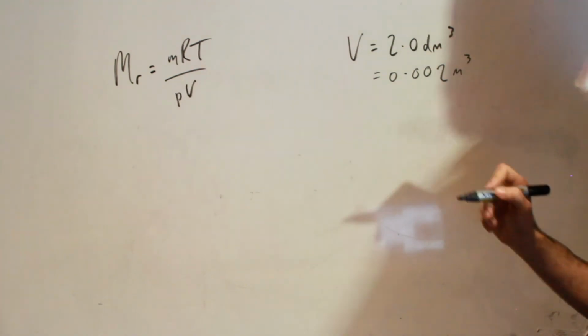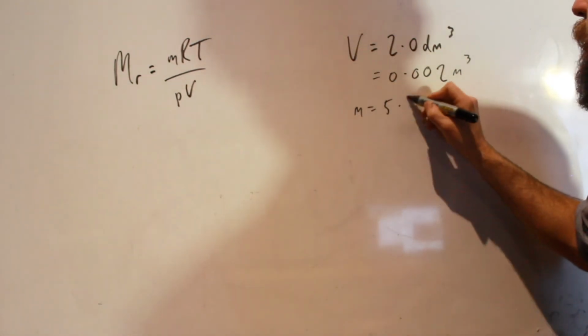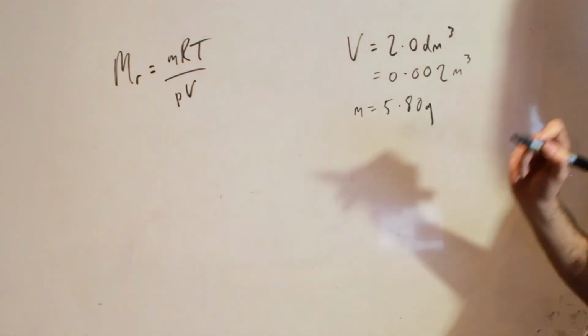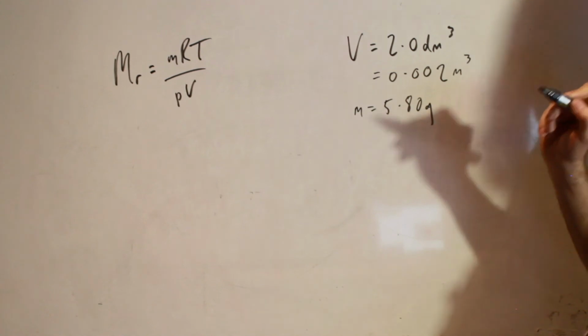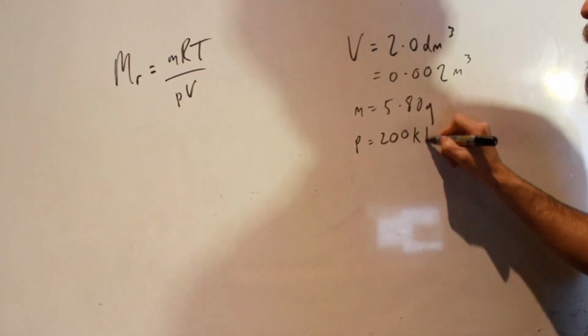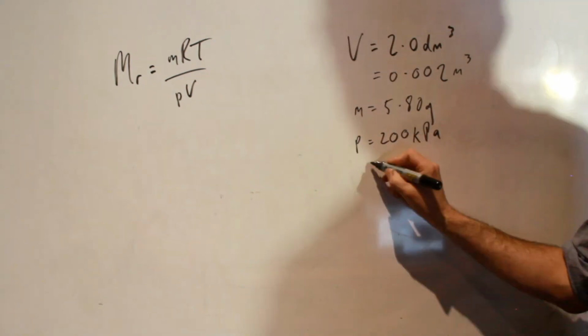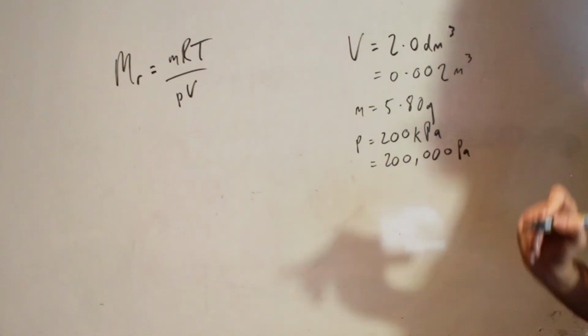We've also covered it earlier on in some earlier videos. We have a mass of 5.80 grams. All good there. What was it? The flask was at 200 kilopascals, so our pressure is equal to 200 kilopascals. No good, that's got to be in pascals. Times that by 1,000, 200,000 pascals.